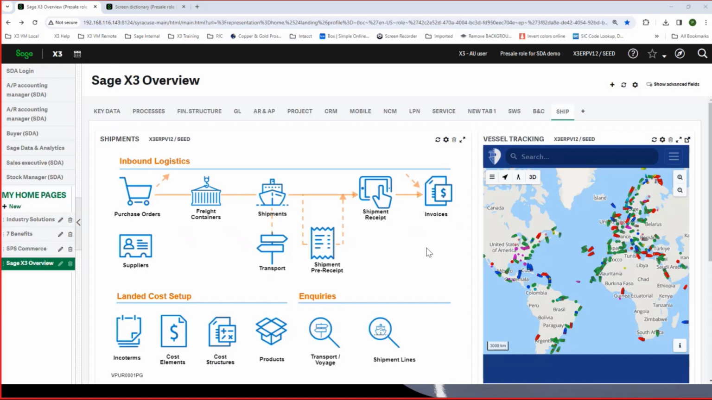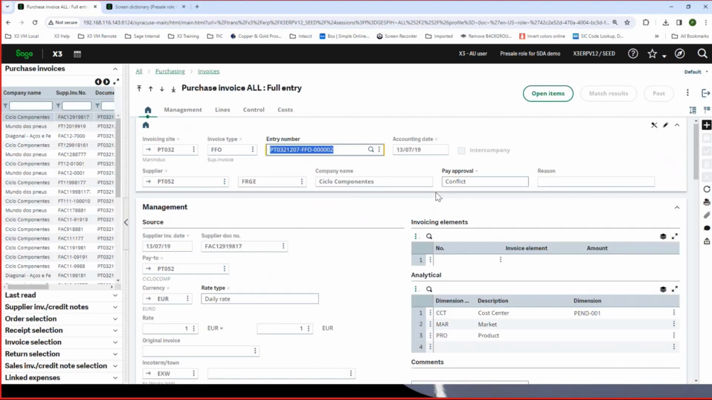Know that in this case, I've put my invoices straight after shipment. Sometimes you receive an invoice long before the shipment arrives, and you have to effect payment long before the shipment arrives. So that's also something that Sage can handle. You'll be able to enter invoices against a purchase order without a receipt having taken place yet. So let's start with the goods invoice.